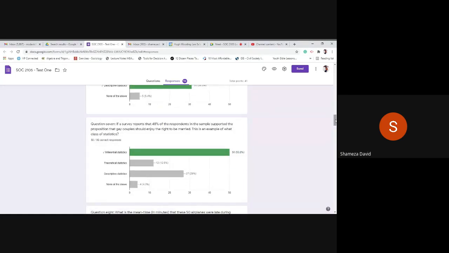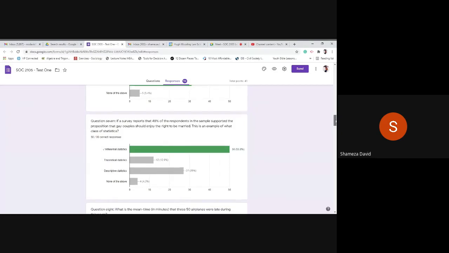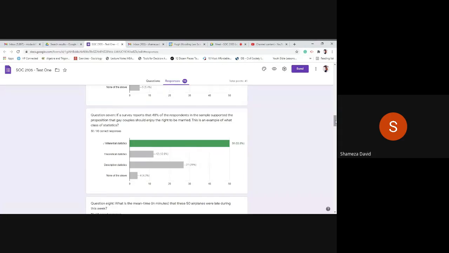Now, the next question says, if a survey reports that 48% of the respondents in the sample supported the position that gay couples should enjoy the right to be married, this is an example of what type of statistics? Right, so the answer was inferential statistics.